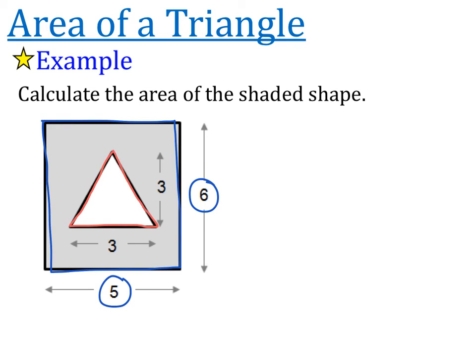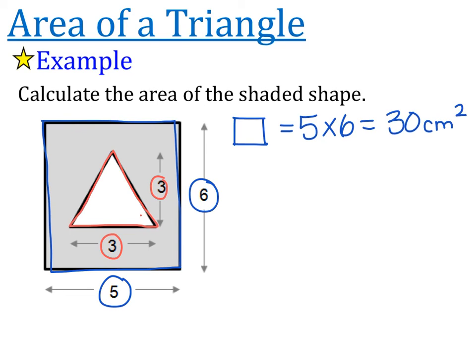Now, this particular time, we're not actually going to add the two shapes together. We're going to subtract them because the triangle has been cut out of the rectangle. So let's go ahead and start by finding the rectangle. So the rectangle looks like it's 5 by 6, which gives me 30. I'm going to pretend everything is in centimeters, so I'm going to call that centimeters squared.